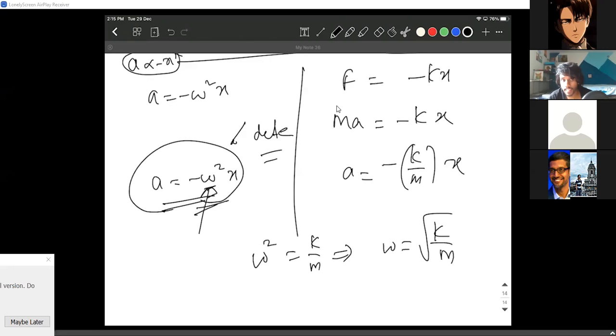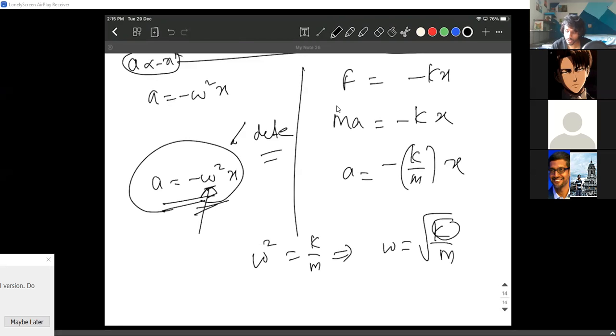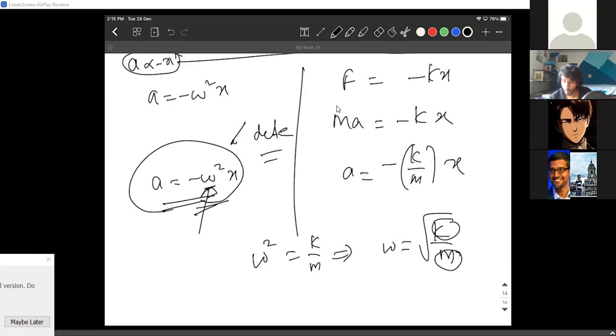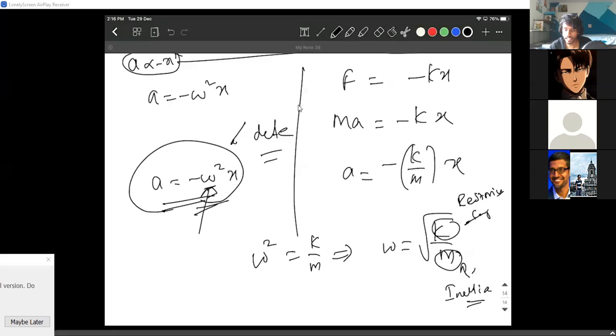In yesterday's class, I mentioned this ratio. This ratio of k by m is going to make a lot of sense. Do any of you remember the words I used to describe these two things, k and m? M is inertia. K is like the strength, the restoring force, the restoring capability. So k is representing the restoring capability, and m is representing the mass, the inertia of the system.